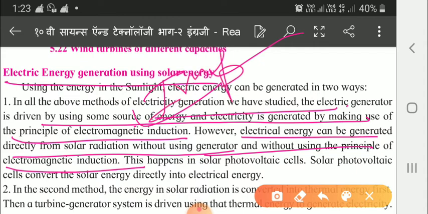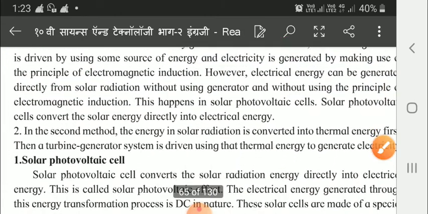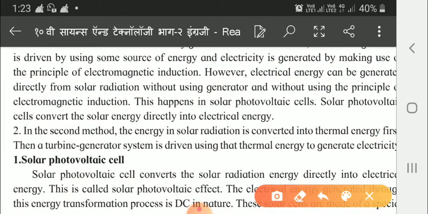So it happens in two ways. In the first method, electricity is generated directly from the radiation of the sun, so it's solar. And the second one is that the energy in the solar radiation is converted into thermal energy, and then a turbine generator system is driven using this thermal energy. So this is the second method.